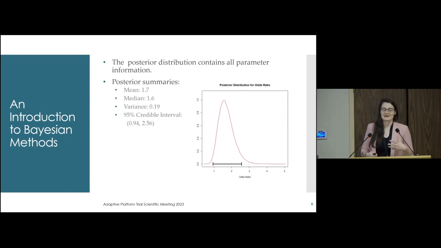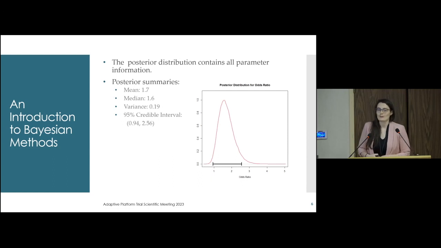And for those of you who are used to thinking a lot about statistics, we're often told that we're not allowed to say that a 95% confidence interval has anything to do with the probability that the true estimate is within that interval. But actually in a Bayesian analysis, that's exactly what we're allowed to say. We're allowed to say the probability that the odds ratio lies between 0.94 and 2.56 is 95%.